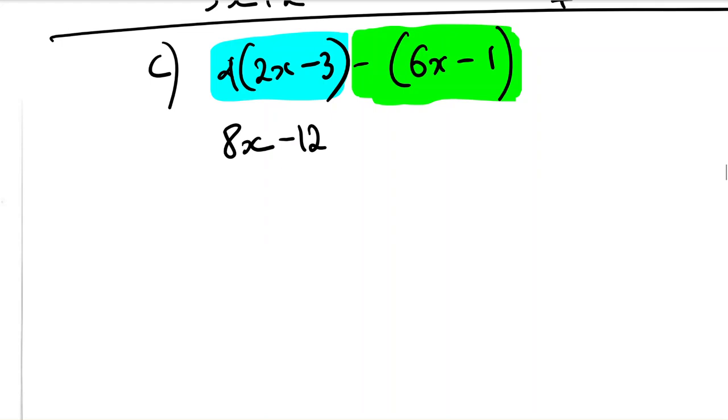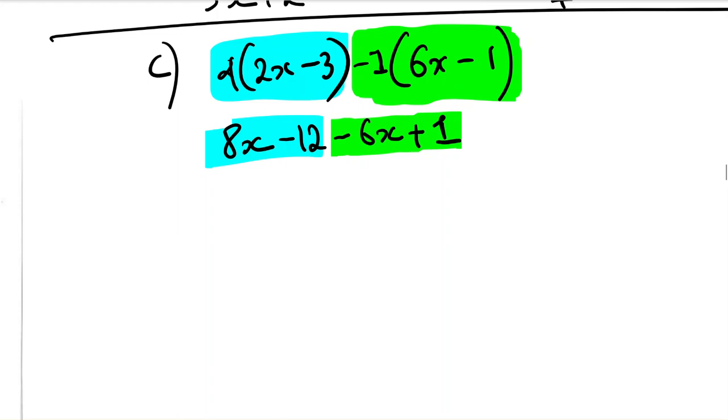Now this green side, some of you are getting confused because you can't see a number, you're just seeing a negative sign. If you don't see any number with that negative, assume a 1 there. It's the same thing. So negative 1 times 6x is negative 6x. Then negative 1 times negative 1, negatives give us positive. So we've got positive 1. So that's what we've got for this side, and that's what we've got for the blue side.